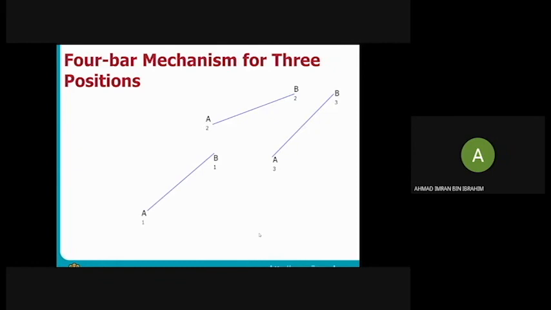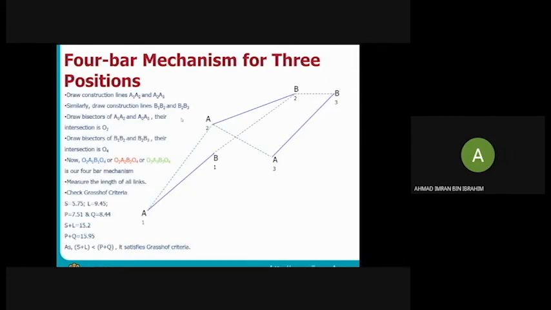Okay, the last example, let's say you have three positions that you want to fulfill. Let's say this is first position, second position, third position. So this mechanism needs to go through all these positions, right? So how to create the 4-bar linkage for this? It's the same thing. You need to connect all the A's together and the B's together, and then you get a midpoint between A1 and A2, A2 and A3 another midpoint, B1 and B2 another midpoint, and then B2 and B3 another midpoint.